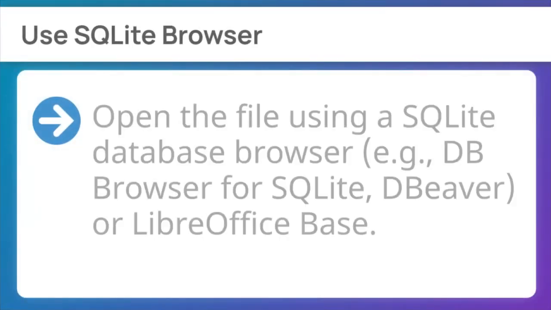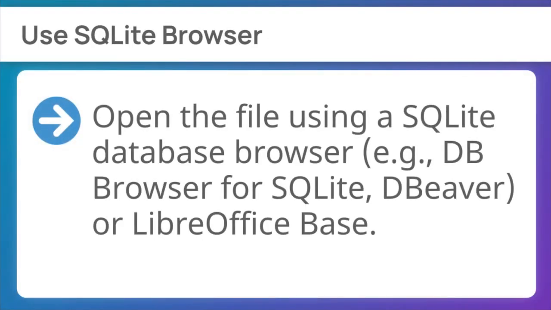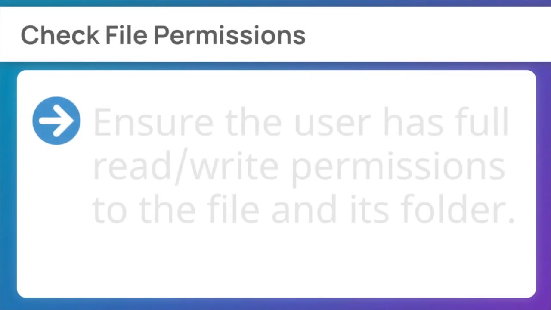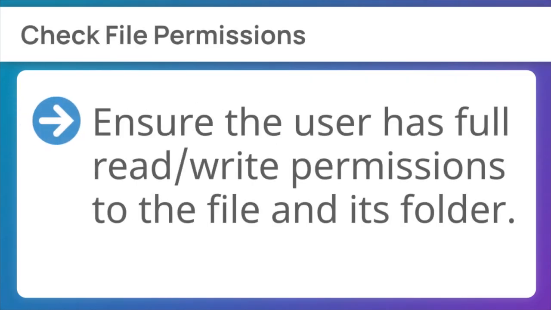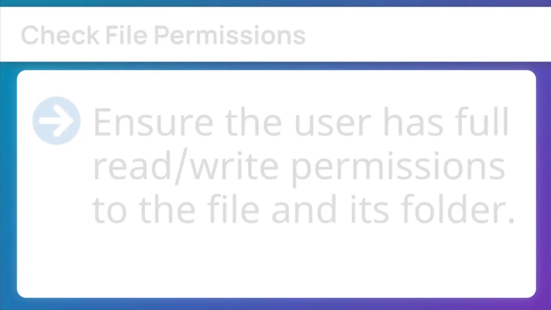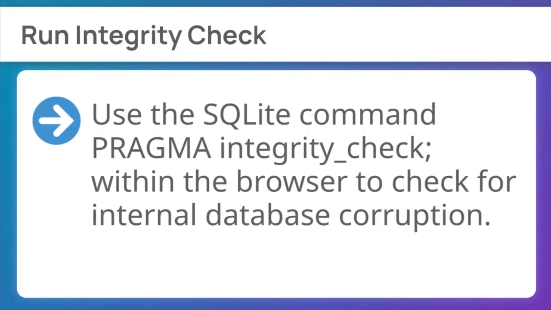First, use SQLite Browser. Open the file using a SQLite database browser, e.g. DB Browser for SQLite, DBeaver, or LibreOffice Base. Next, check file permissions. Ensure the user has full read-write permissions to the file and its folder. Finally, run an integrity check. Use the SQLite command PRAGMA integrity_check within the browser to check for internal database corruption.